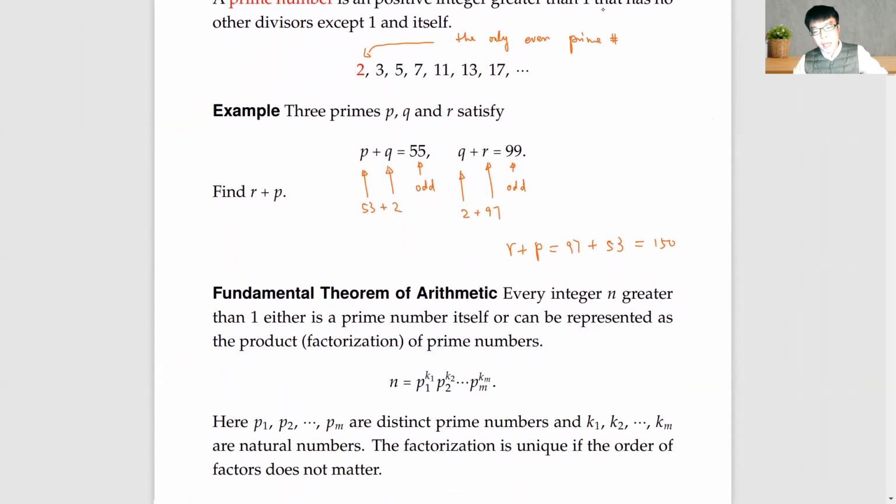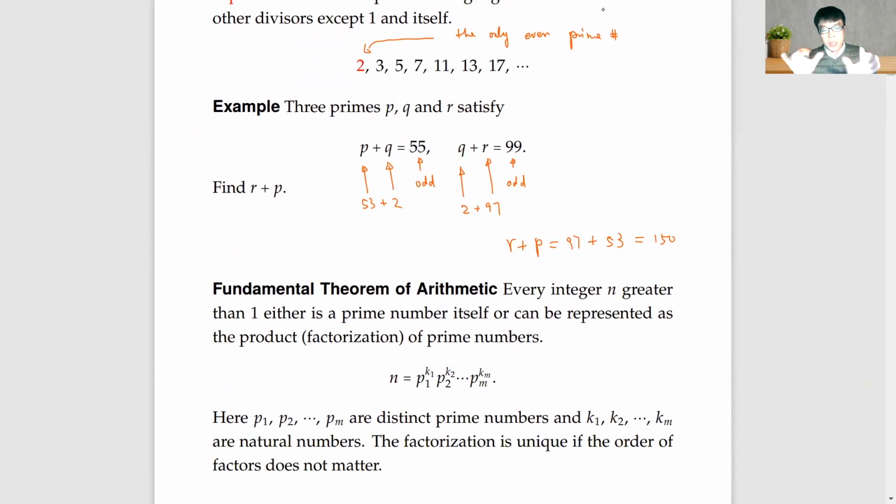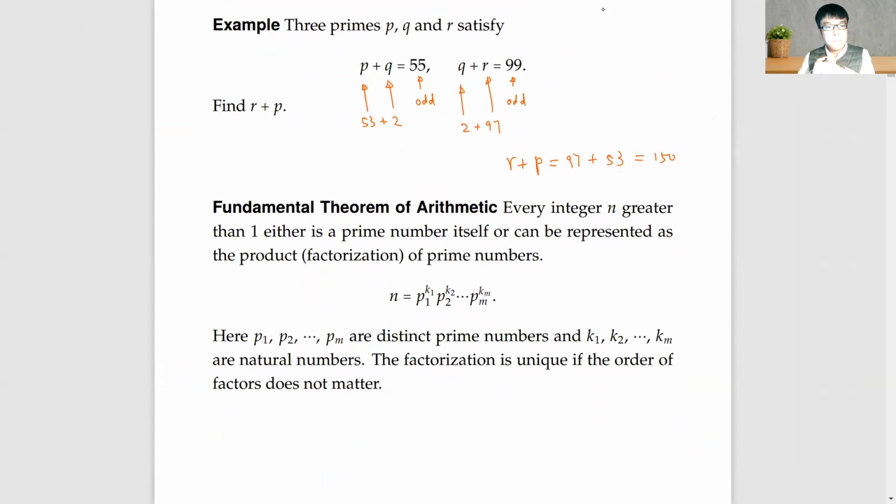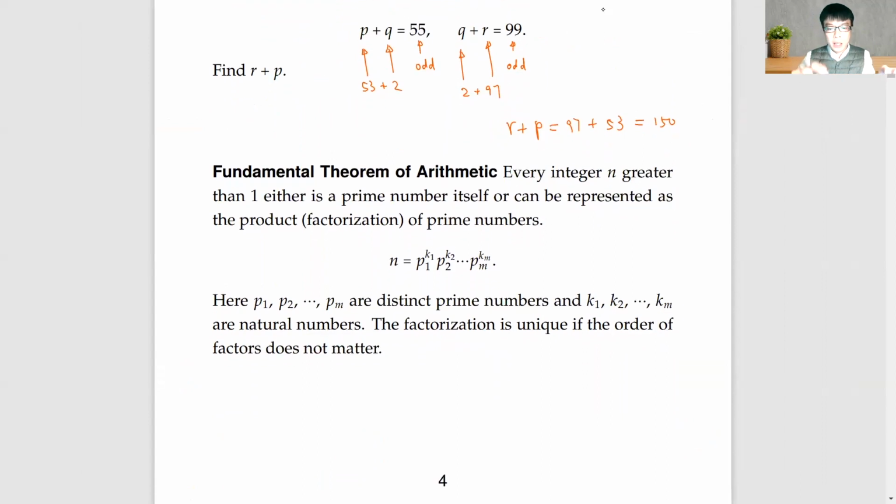So next, let me mention the prime factorization. If a number is not prime, it can be factored into the product of many prime numbers. This is called the fundamental theorem of arithmetic. Every integer greater than 1 is either a prime itself, or it can be represented as the product of prime numbers, like the following. So n equals p1 repeated k1 times, p2 repeated k2 times, pm repeated km times. Here, p1, p2, pm are distinct prime numbers, and k1, k2 are positive integers. And this factorization is unique if the order is not important.